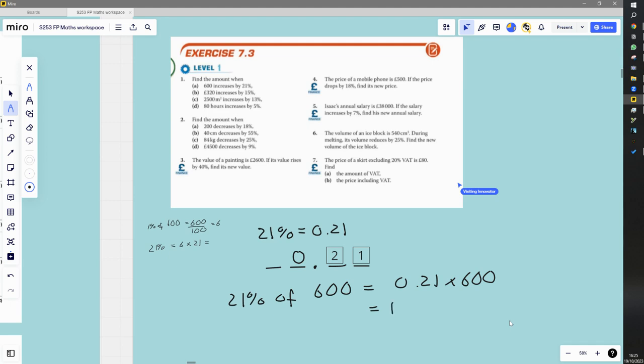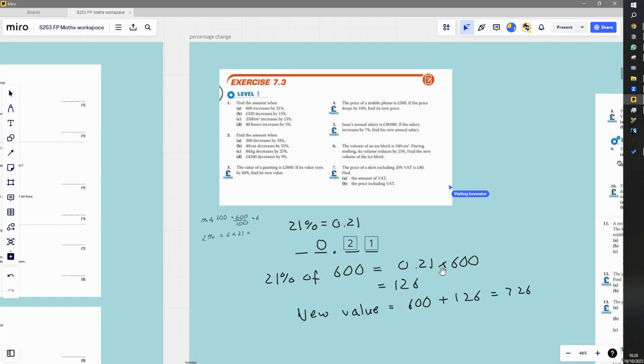So that is 126. That's not the answer to the question, because it's saying what would it be if it increased by 21%. This is what the 21% of 600 is. So if it increased by 21%, it would be 600 plus 126. So the new value is going to be the original amount, 600, plus 126, which is 726. Now, if it said it's going to decrease by that amount, then you would subtract 126 instead.